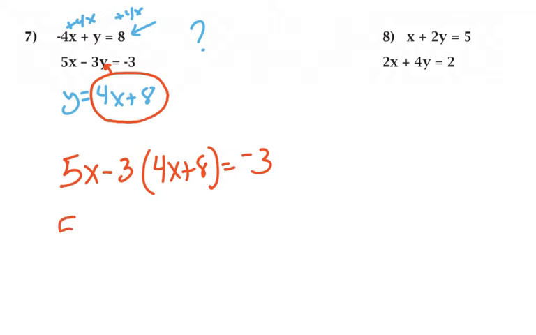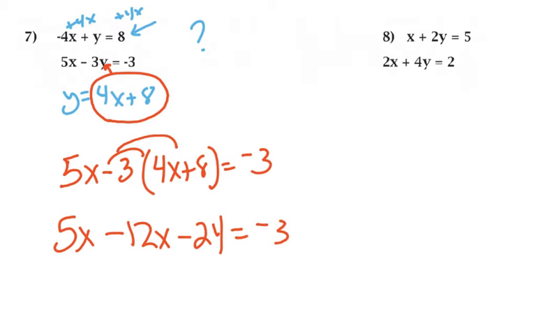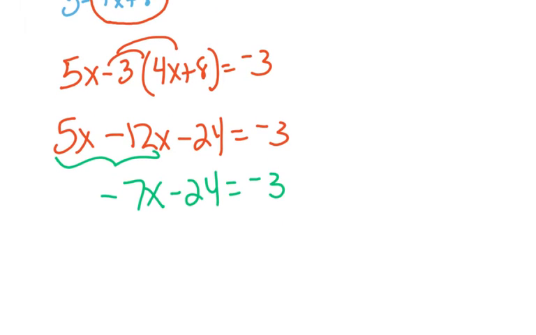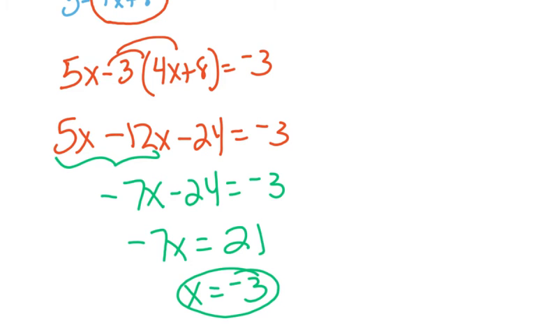So remember how this works. 5x, the negative 3 gets distributed. And then I'm going to combine my like terms. I'm going to add 24 to both sides and divide both sides by negative 7. So that's my x. Now, that's part of my solution, but it's not all.